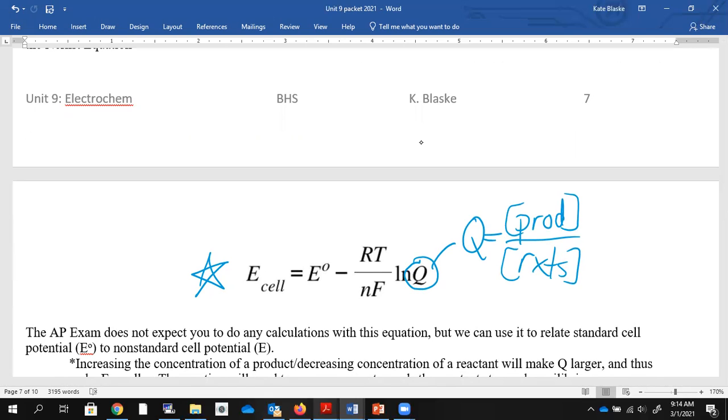Equilibrium for an electrochemical cell is a dead battery. It means there's no more electrons flowing because everything else has balanced out. And so if we change the concentration of either the solution on our product side or the solution on our reactant side, we can force that reaction to either increase the cell potential or decrease the cell potential.